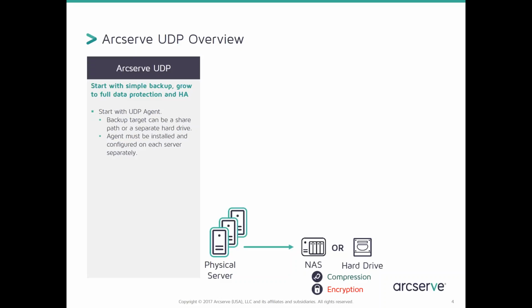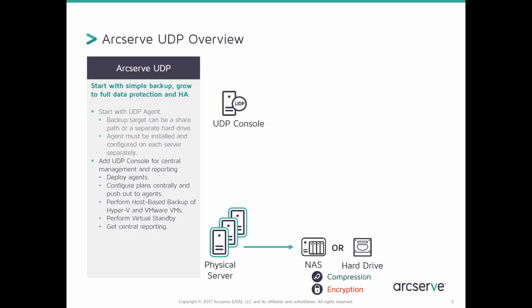If you have multiple machines, then we need to deploy and configure the agents on those separately. Now, when you start having more than a handful of servers, this can become quite time consuming. So what we can then do is add what we call the UDP console into the environment. The UDP console is a Windows-based machine, and we can log into the console and centrally configure plans which contain all our backup policies, the sources, the schedules, and so on. And from the console, we can manage the agents and push all these settings in the plans out to the agents.